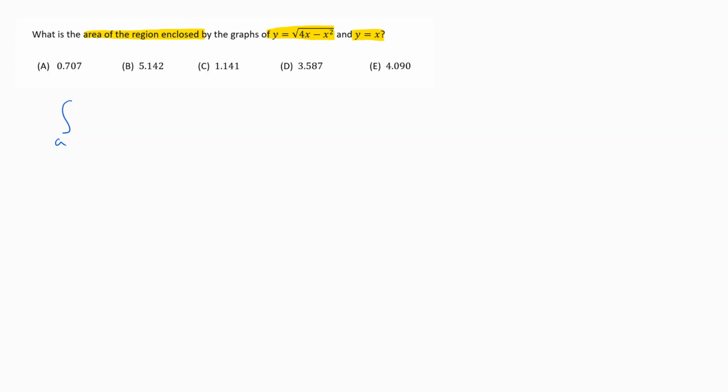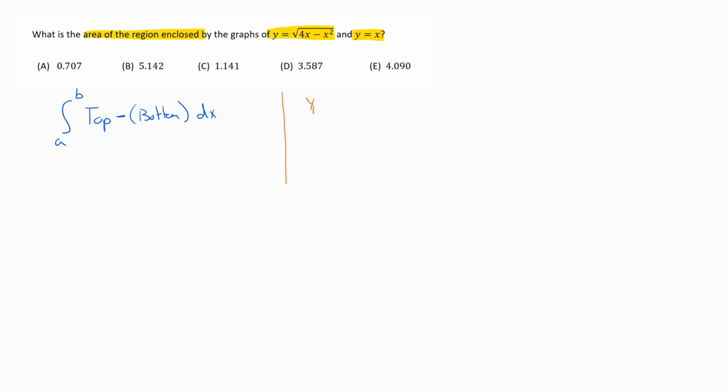It would be the integral from a to b of whichever equation is on top, whichever equation is above the other equation, minus whichever equation is on bottom, and then dx. So the first thing we have to determine is which of these two graphs is the top graph and which is the bottom graph. And lucky for us, we are in a calculator allowed section, so we can do this using our calculator pretty quickly.